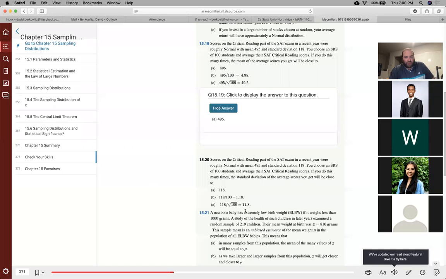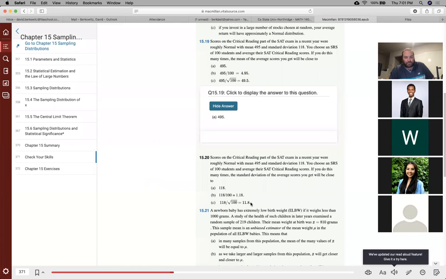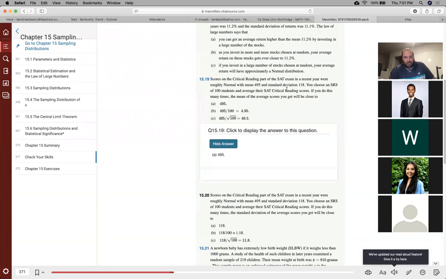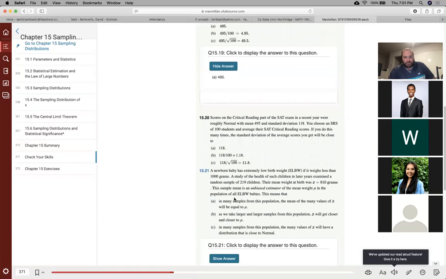So the answer here is that the new standard deviation is 11.8 because you take the old deviation, which is 118, divide by the square root of n, which is 100, divide by the square root of 100, which is 10. 118 divided by 10 is 11.8. So again, if the original one is normal, then the mean stays 495, still 495, but the deviation gets smaller by a factor of the square root of n.